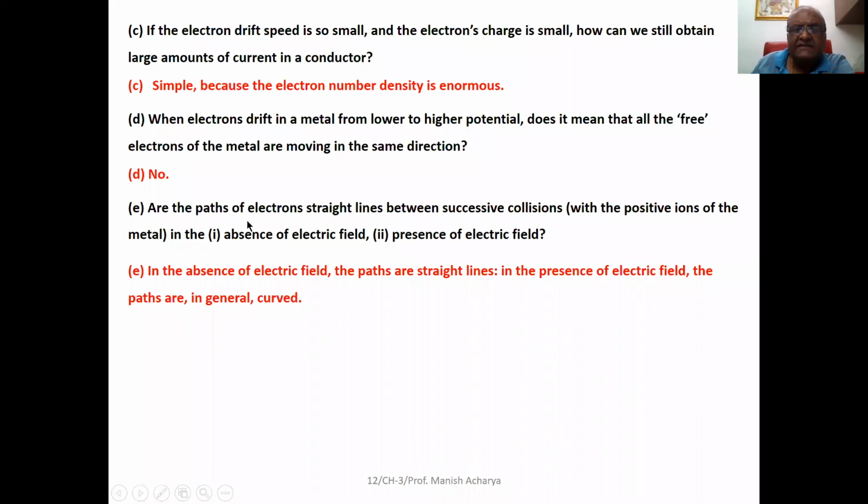E. Are the paths of electrons straight lines between successive collisions with the positive ions of the metal in 1. the absence of electric field, and 2. presence of electric field? Yes, in the absence of electric field, the path will be a straight line. But in the presence of electric field, electrons experience a force. And when a force is acting on a particle, the path will be a curved one. In general, that type of path is followed by the particle. Clear?